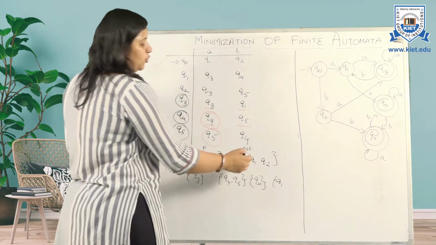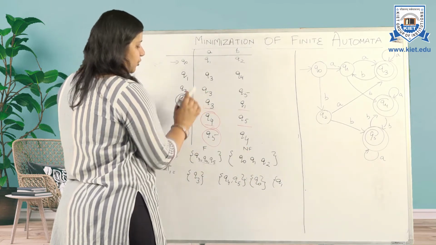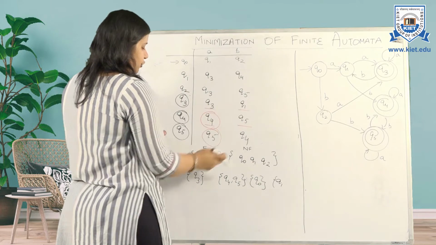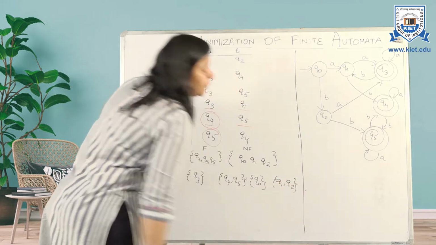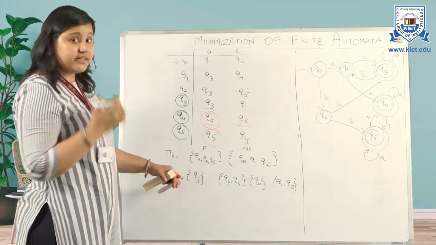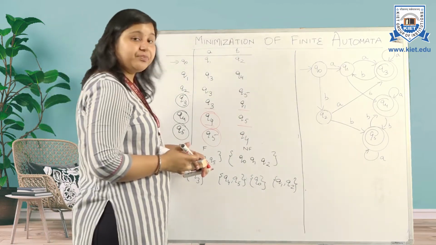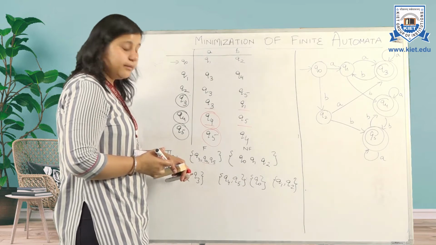Now again we will check Q1 and Q2. Q3 and Q3 will belong to one set. Q4 and Q5 will also belong to one set. So Q1 and Q2 are equivalent. So this is pi 1. Pi 1 is generated from pi 0.